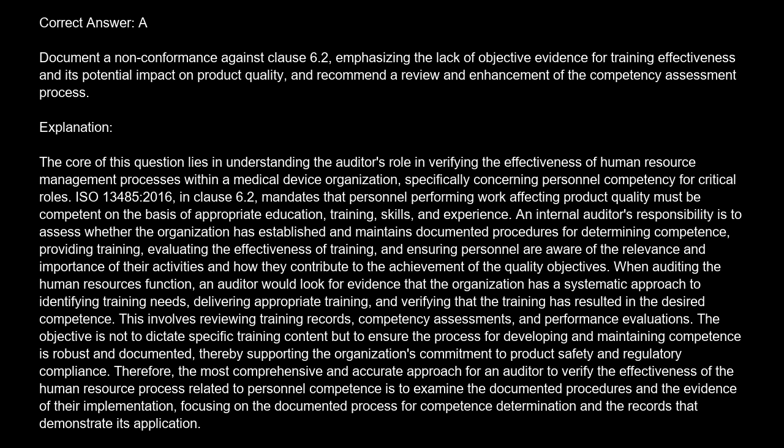This involves reviewing training records, competency assessments, and performance evaluations. The objective is not to dictate specific training content, but to ensure the process for developing and maintaining competence is robust and documented, thereby supporting the organization's commitment to product safety and regulatory compliance. Therefore, the most comprehensive and accurate approach for an auditor to verify the effectiveness of the human resource process related to personnel competence is to examine the documented procedures and the evidence of their implementation, focusing on the documented process for competence determination and the records that demonstrate its application.